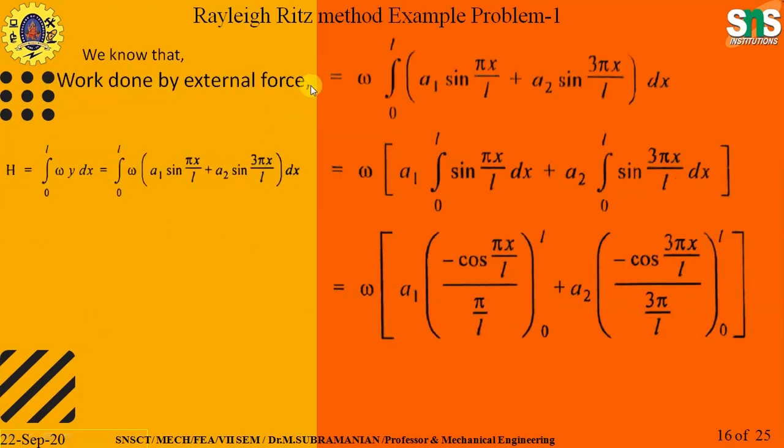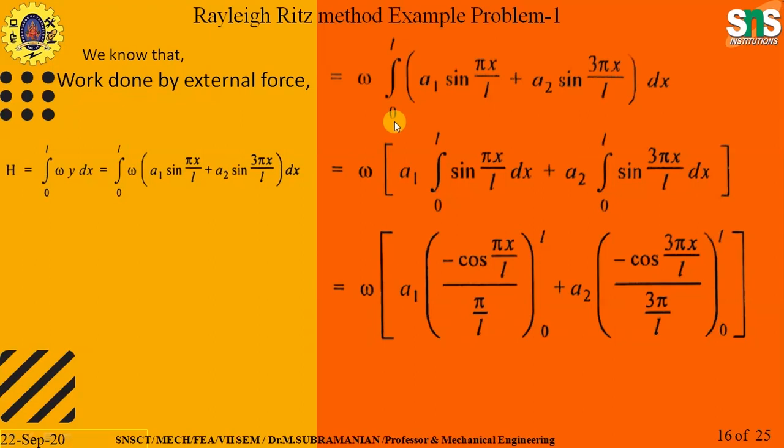So work done by the external force, we know, is the integration from 0 to L of W into y dx. Already y is, by the trigonometric series, a1 sin pi x divided by L plus a2 sin 3 pi x divided by L. So a1 and a2 we have to determine by using the work done by the external force. So we have to integrate from 0 to L the term a1 sin pi x divided by L plus a2 sin 3 pi x divided by L into dx.